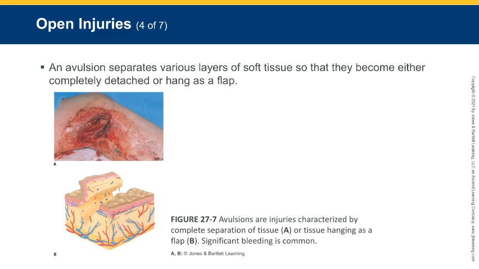Avulsions occur when soft tissue is torn completely away or left hanging as a flap. These injuries often result in heavy bleeding and require immediate control of hemorrhage. Preserving avulsed tissue and keeping it clean can improve the chances of successful reattachment.